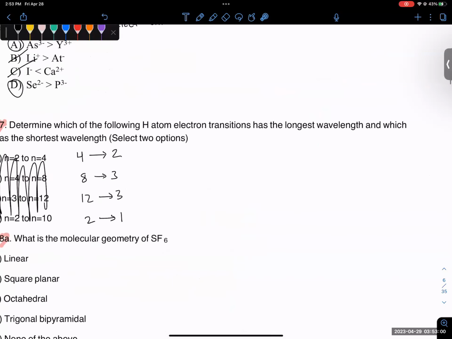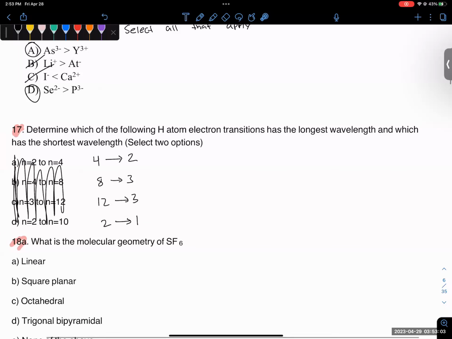All right. So which one is going to have the longest wavelength? Should I go to the lowest energy levels? Okay, that's a good guess. Anyone else? Did you mean to put 8 to 3 or is it 8 to 4? 8 to 3. I changed it from 8 to 4 to 8 to 3.